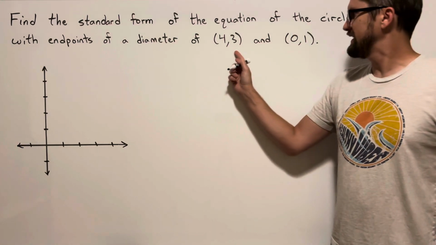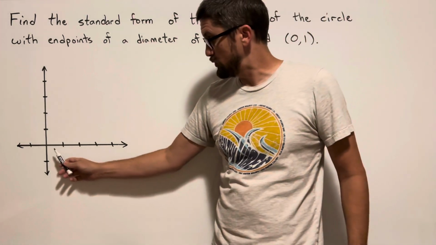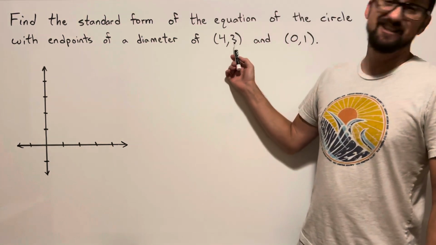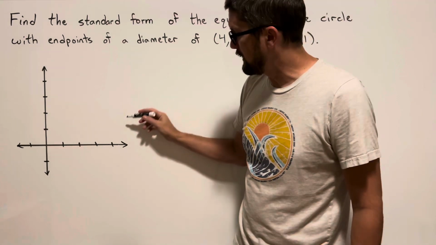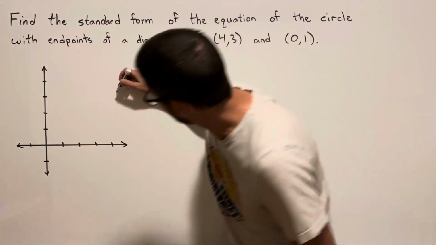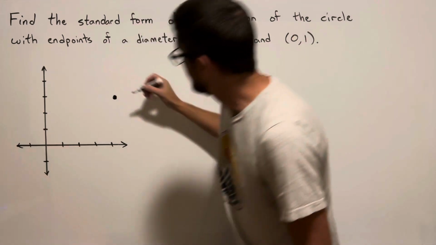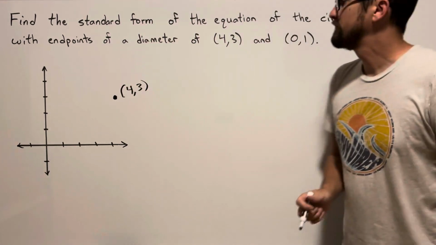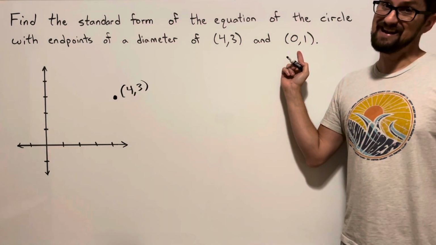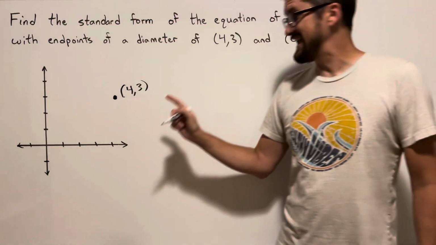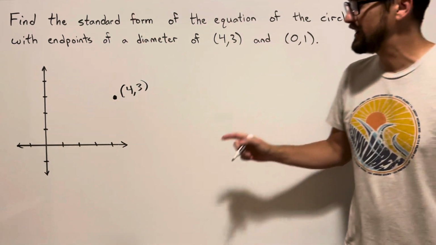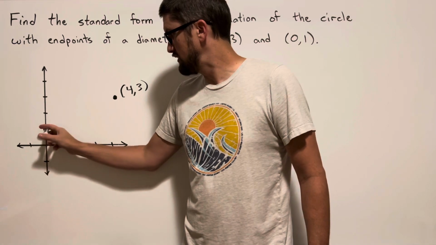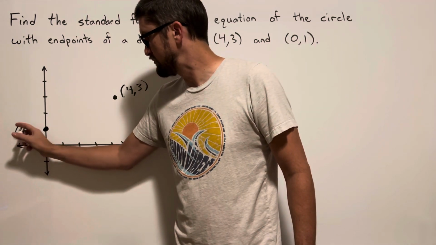So we have a point at (4, 3). That means I'm going to go to the right 4 units: 1, 2, 3, 4. And then the 3 is the y value, so I'm going to go up 3. So it's about right there. And then I have another point at (0, 1). 0 for the x means I don't move right or left. And then 1 on the y value is going to be right here. So that is the point (0, 1).